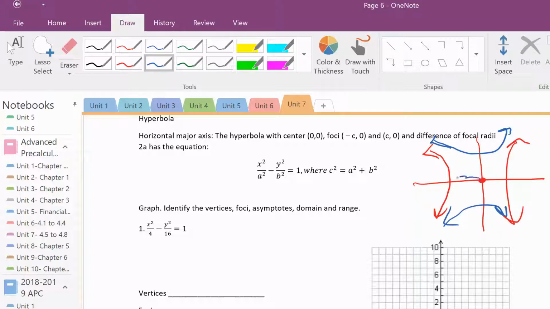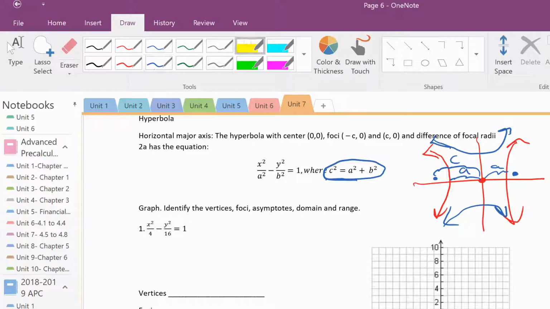So this distance from the vertex to the center is the a, whether it's vertical or horizontal. And then there is also a focus in each parabola, and that is your distance of c. All right, and the equation to find c is right here. c squared is equal to a squared plus b squared. And the a squared and the b squared are on the bottom of the hyperbola.